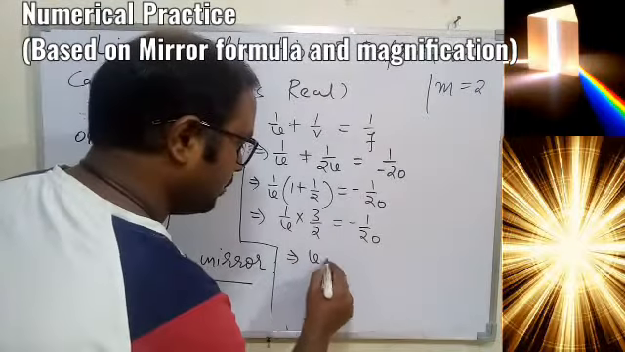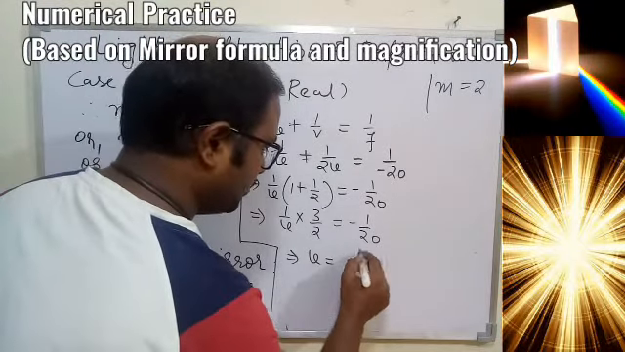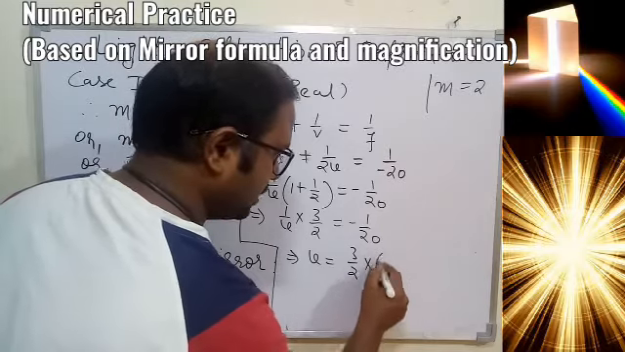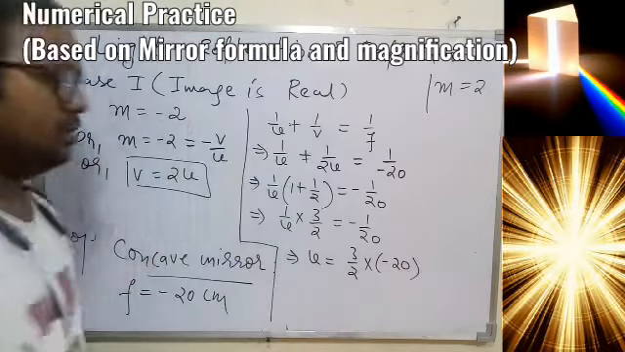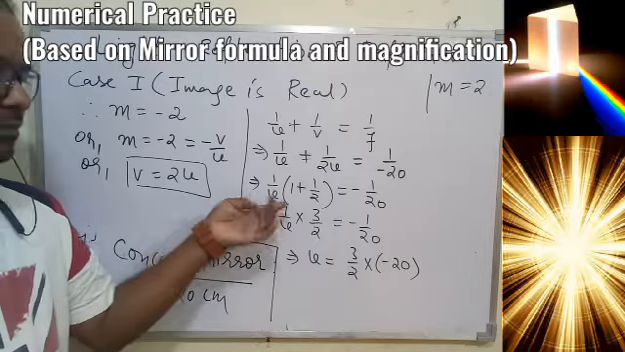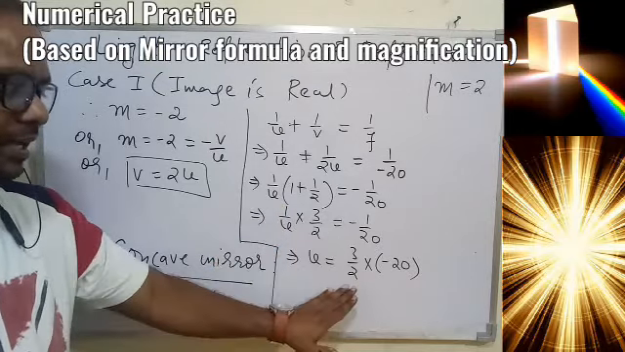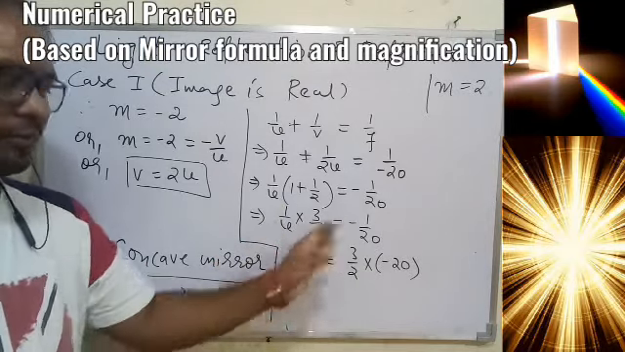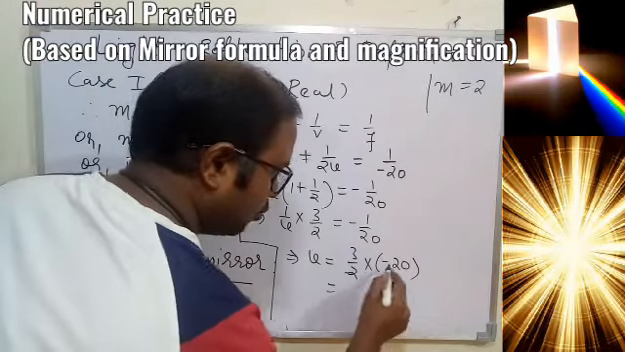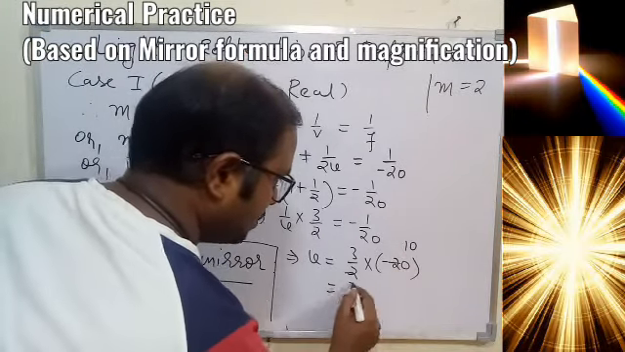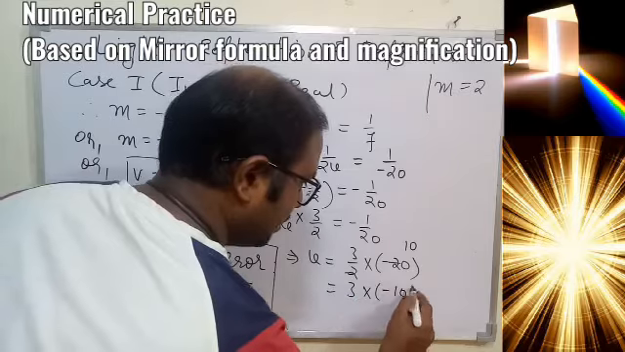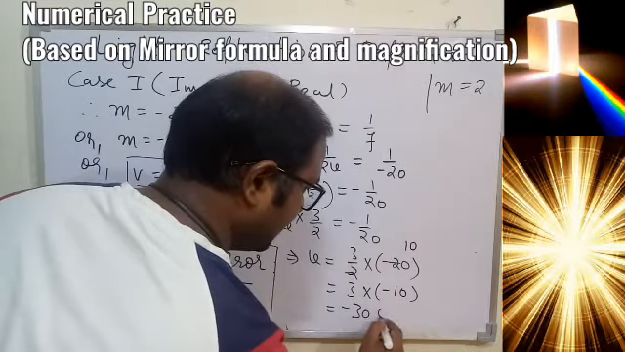So u will be 3 upon 2 minus 20. So no doubt 20 will come this side, minus will be there, 3 by 2 remains as it is, u will come this side, so 1 by u will become u. So this will be 2 10 times, and 3 minus 10, that is minus 30 centimeter.